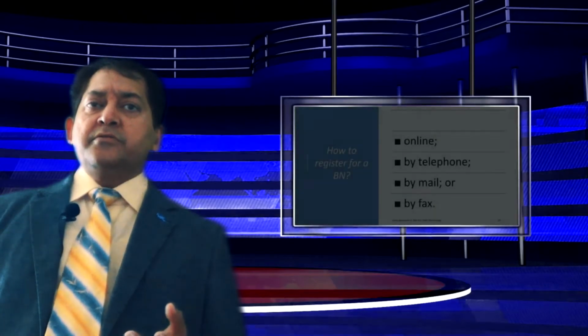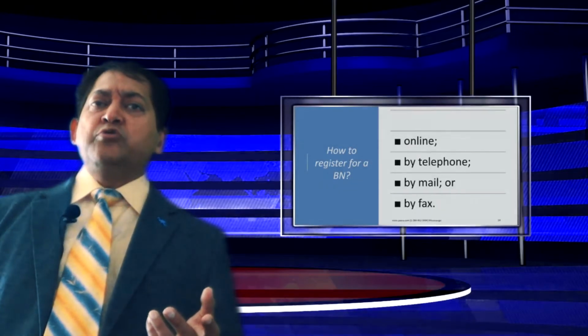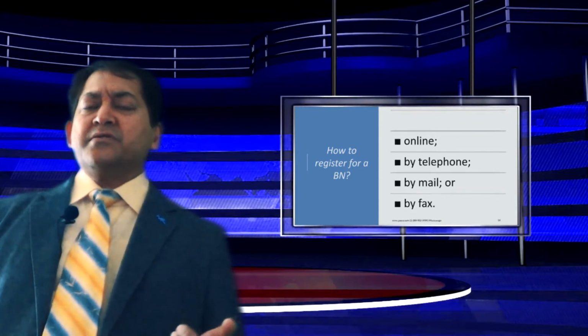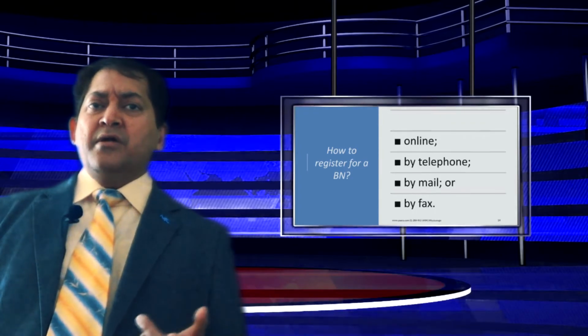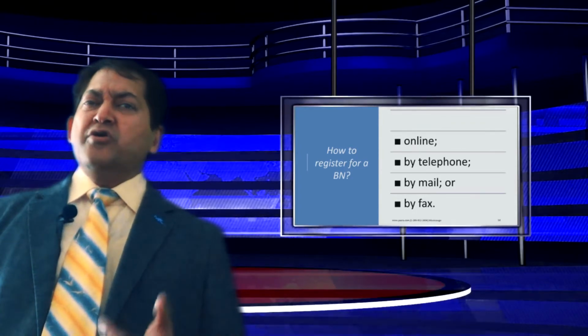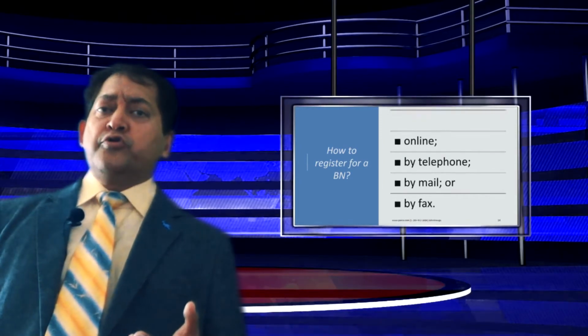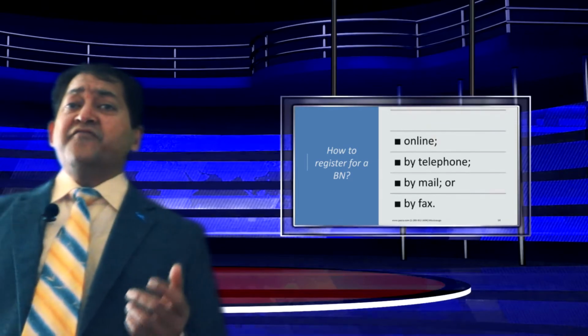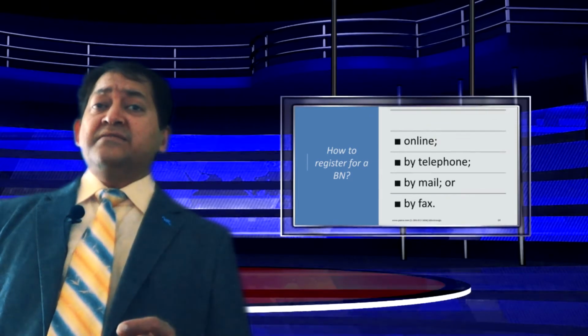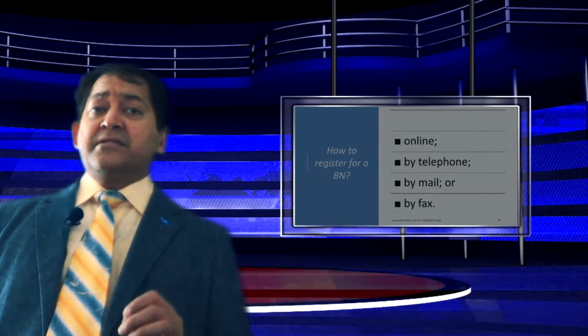Now finally, how to register for a business number. This is fairly easy. You can do it online by going to the CRA website, or you can get it by telephone, by mail, or by fax. It all depends on your choice, but I would recommend doing it online, as that would be the easiest and quickest method to get a business number.